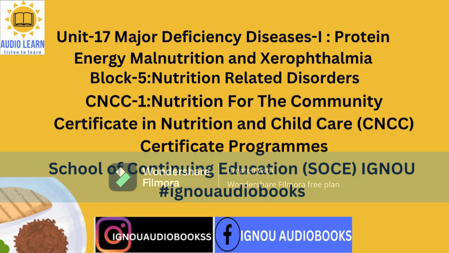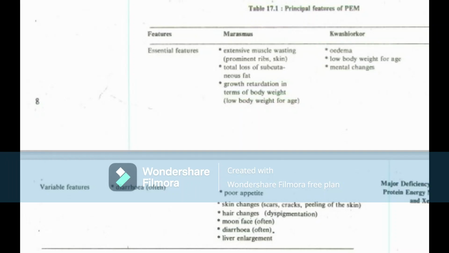Our study of the clinical features of kwashiorkor and marasmus revealed that growth failure is characteristic of both these conditions. However, it is much more pronounced in marasmus. Can you now identify exactly what is the difference between these two conditions? Make a checklist and tally your responses with the principal features of PEM given in Table 17.1. Table 17.1, Principal Features of PEM. Look at the screen for table content.